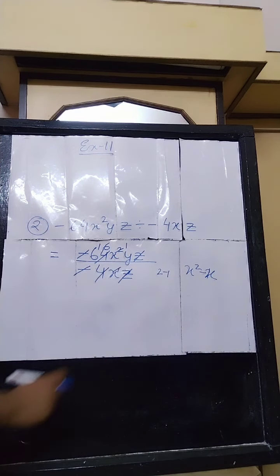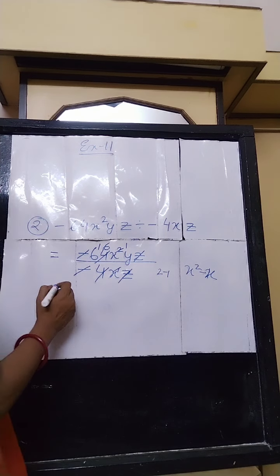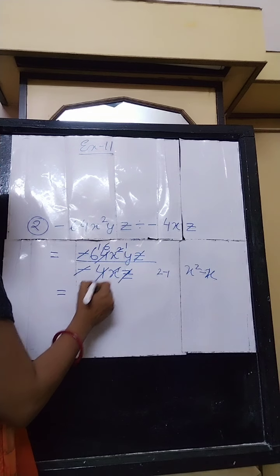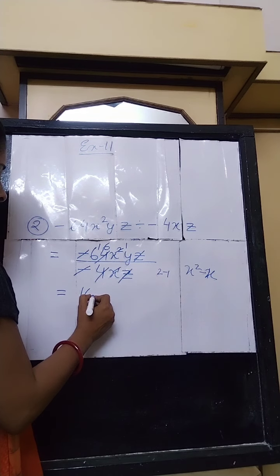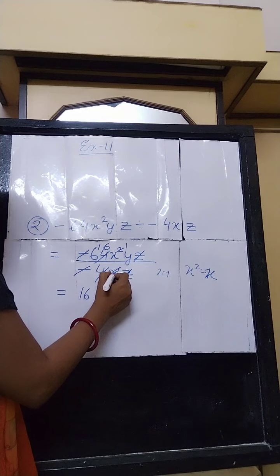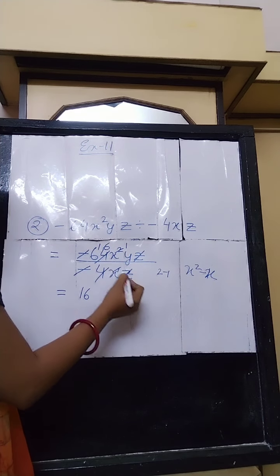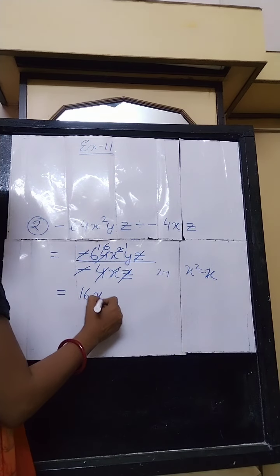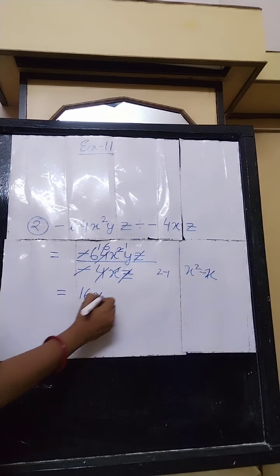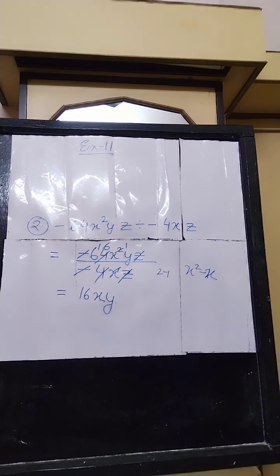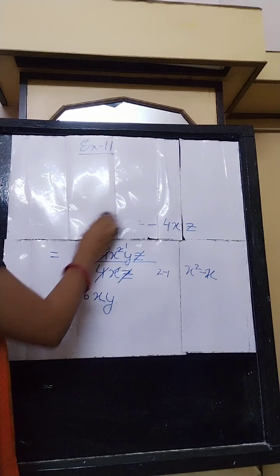And y will not cancel because no y is given in the denominator. So the answer will be 16 x to the power 1, that is 16x, and y will remain since there is no y in the denominator. So in this way you will go on doing the division. I hope you are understanding the sums. Now let's move on to another sum.